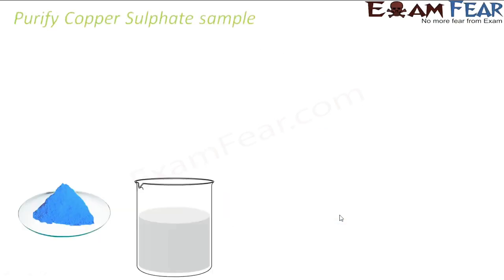Okay. The next is we'll try to purify a copper sulfate sample. So in this case, there is a copper sulfate sample. This is a copper sulfate sample, and this is impure. We have to purify it. How can we do this? It has some impurities. We don't know the quality of impurities.